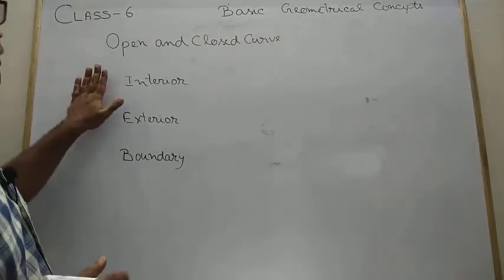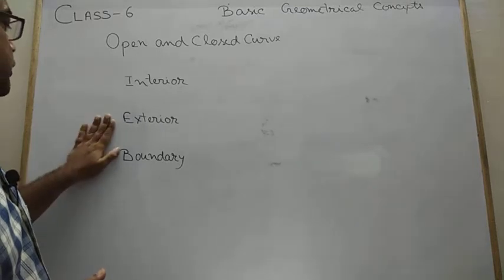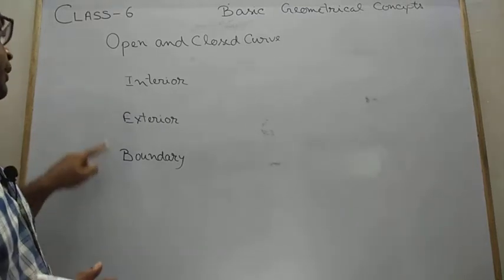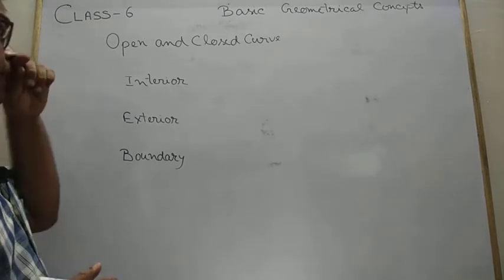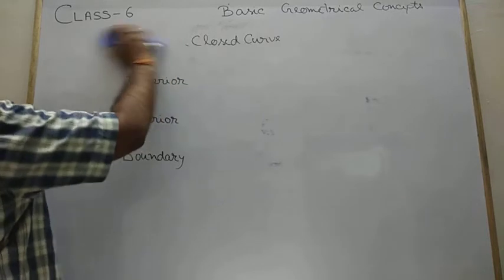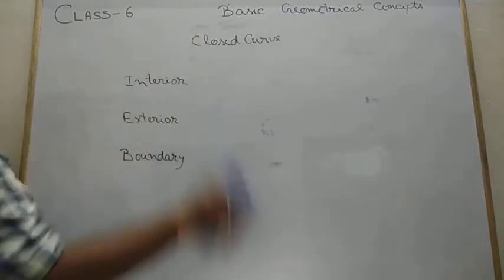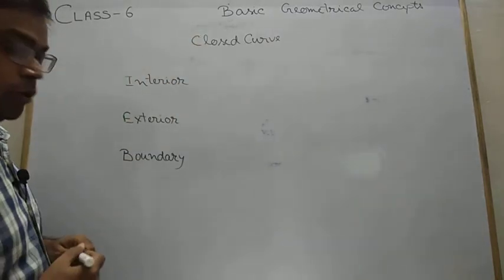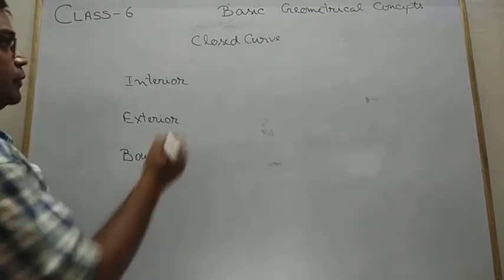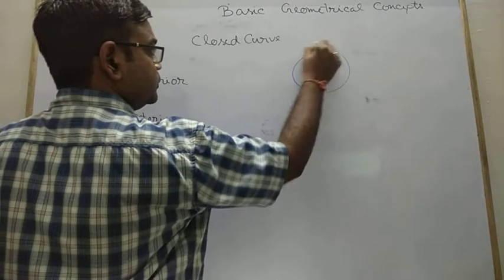Now there are some more parts: interior of a curve, exterior of a curve, and boundary of a closed curve. We are discussing closed curve, not open. So interior of a closed curve: all the points inside, suppose we have a figure like this one.